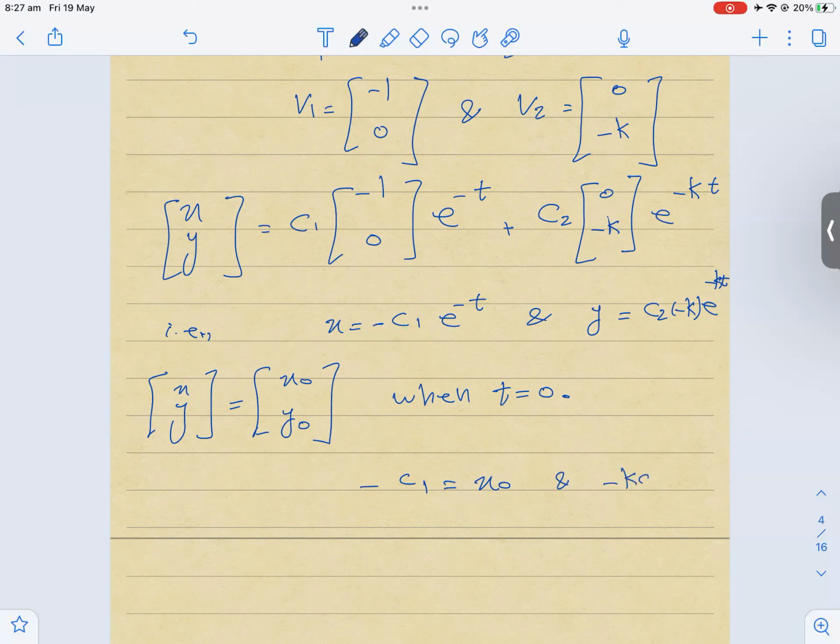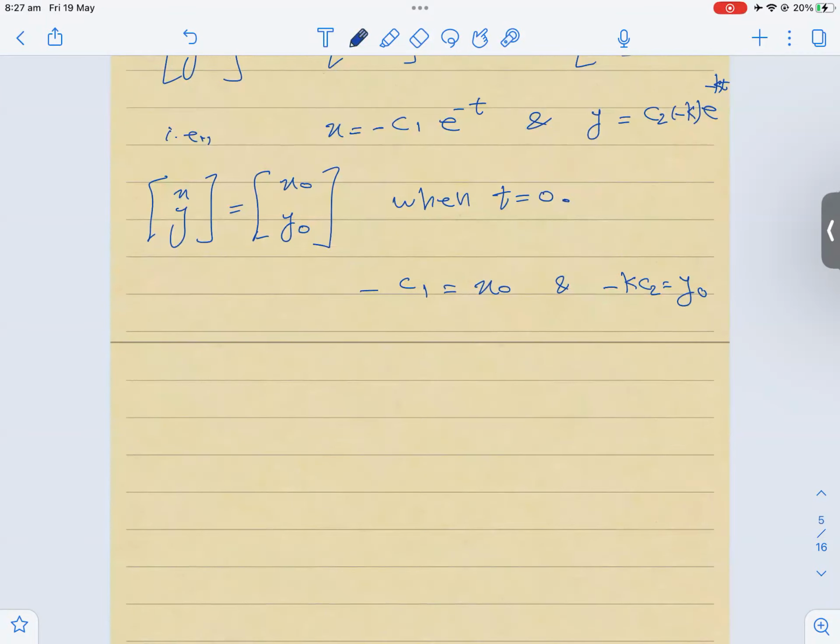Minus k c2 will be y naught. So we will have x equal to x0 e to the minus t and y equal y naught e to the minus kt.